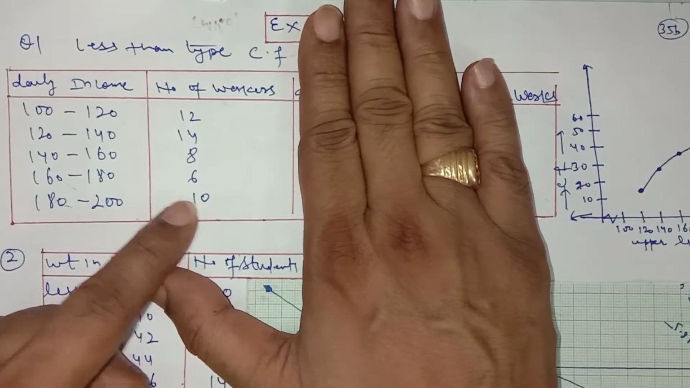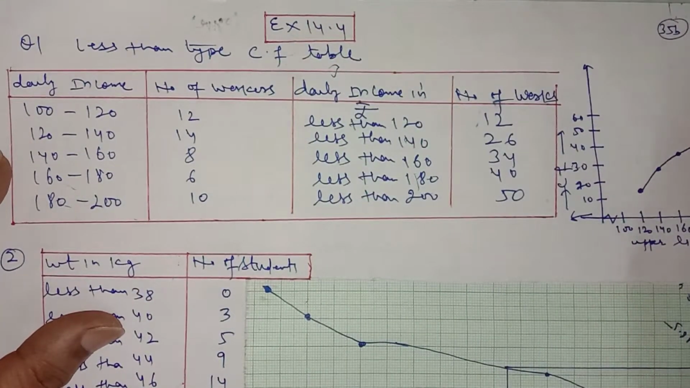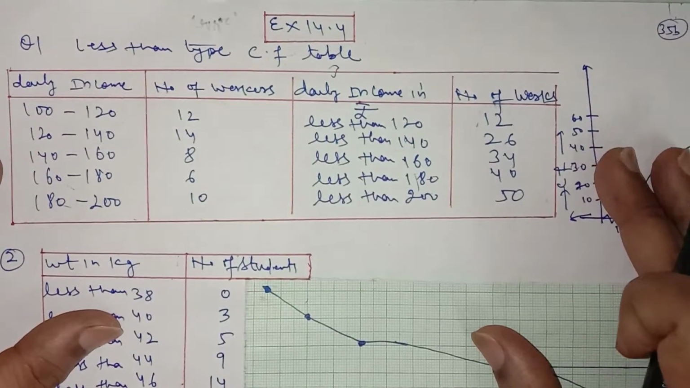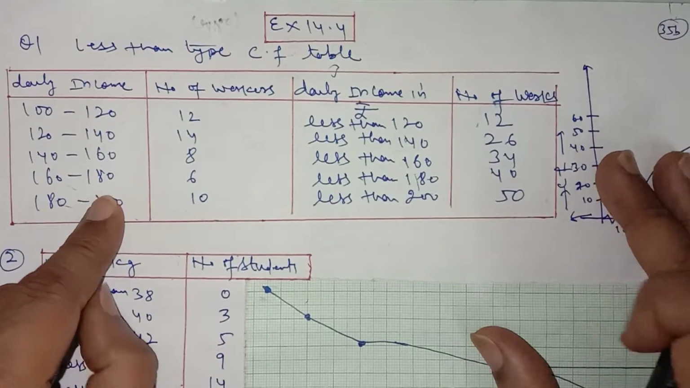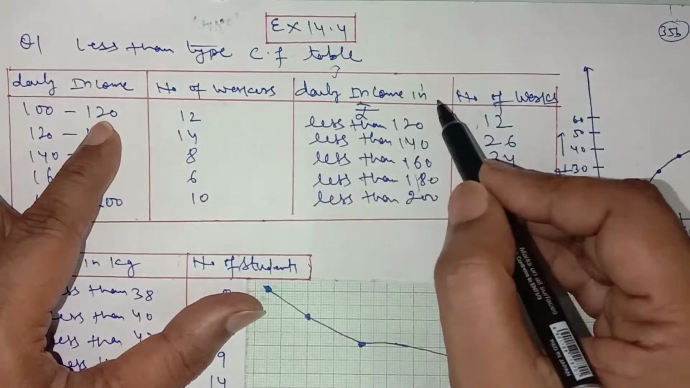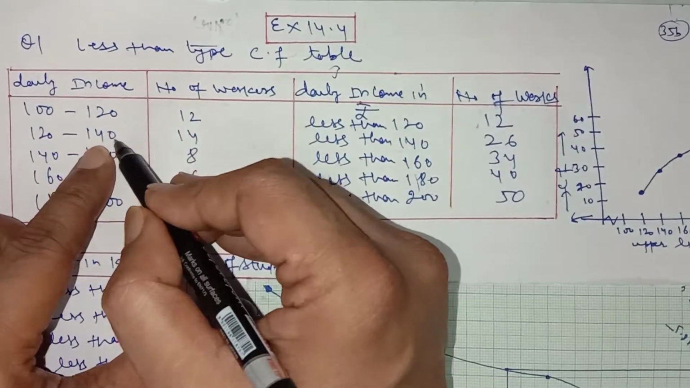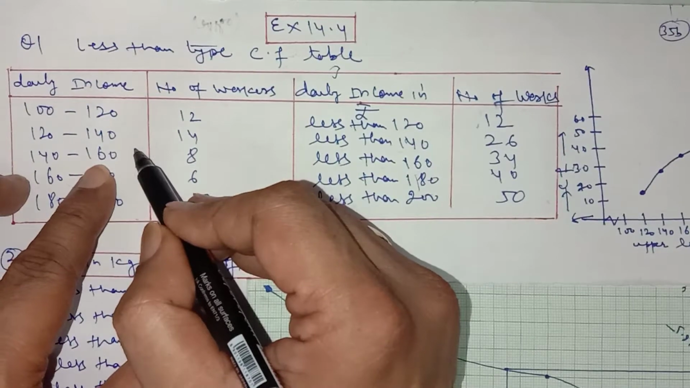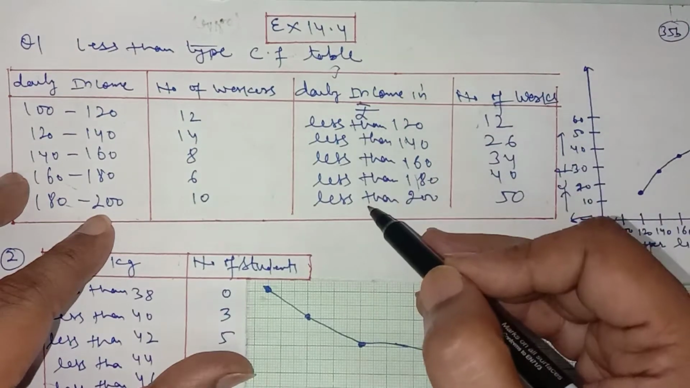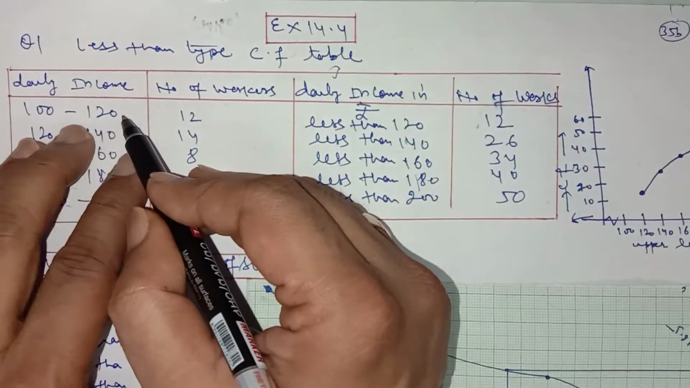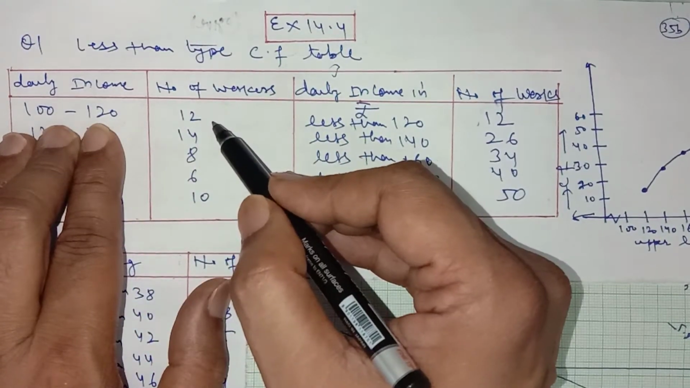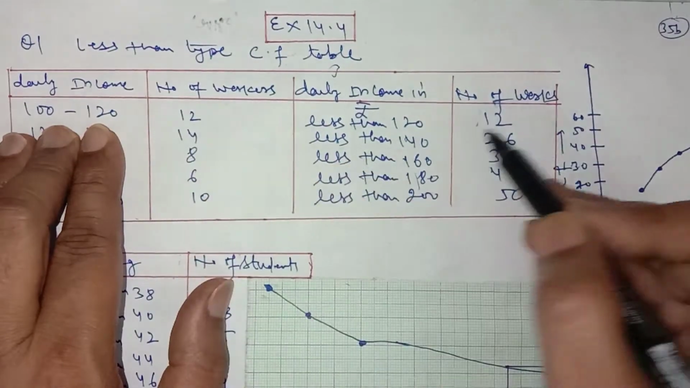Now, when you have to draw the less than ogive, you have to take the upper limit. Be very careful. For less than, you have to take the upper limit and their corresponding cumulative frequencies. So you have to take daily income less than 120, less than 140, less than 160, less than 180, less than 200, like this. Now you have to find the number of workers having income less than 120. Naturally, from 100 to 120 there are 12, so less than 120 there will be 12.